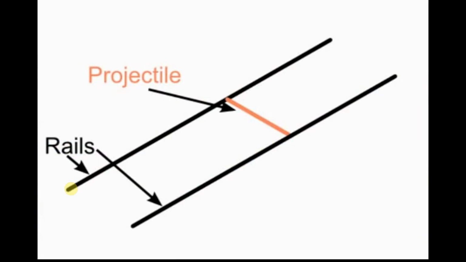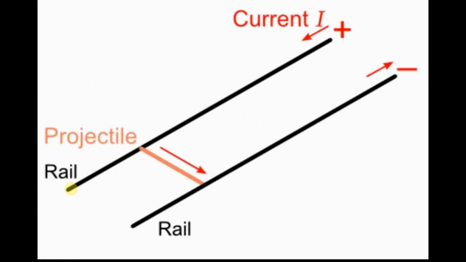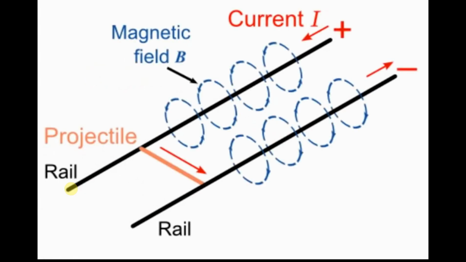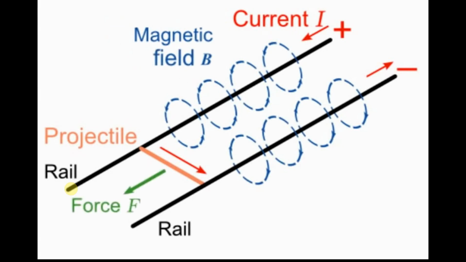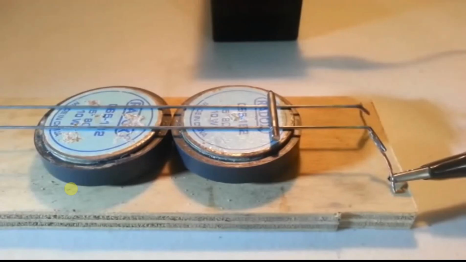As we can see, the projectile is in contact with the rails. When the current flows, a magnetic field is generated. We use magnets to increase the field. The interaction of the magnetic field and the current generates a force in the projectile. There's BIL, Bill. This is known as the Lorentz force, and its direction depends on the directions of the magnetic field and the current. Now let's power our railgun.